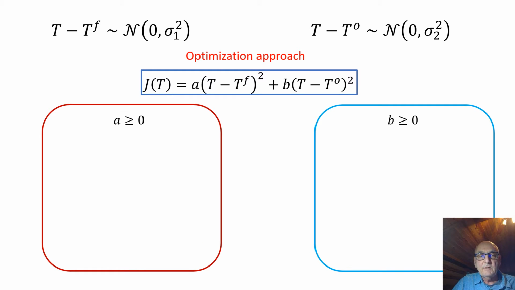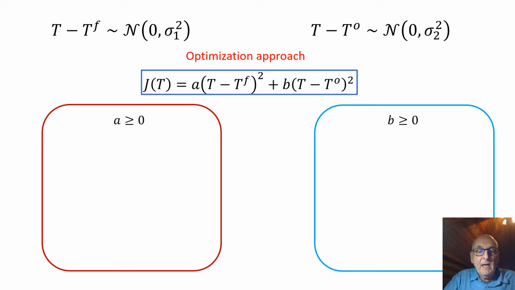Okay, now we're going to take a completely different approach and look at it as an optimization problem. So the idea is to sort of have a cost function which weighs up the forecast on the one hand and the observation on the other hand. So the natural thing is to take a quadratic function, a multiple of (T minus TF) squared plus a multiple of (T minus T0) squared. The question is, what are the coefficients a and b? I'll leave you to pause for a minute and then think about that.